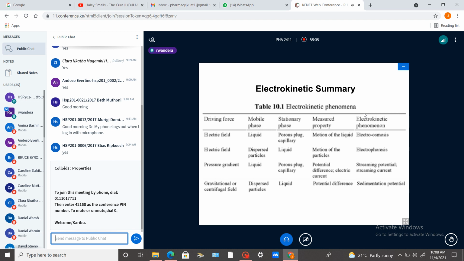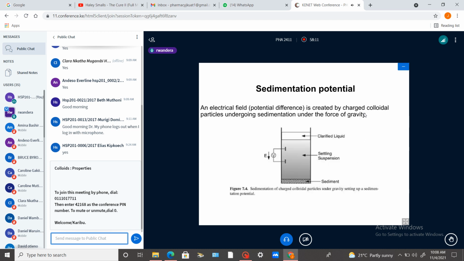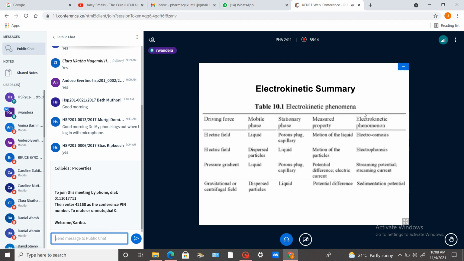So unless there is a question, we've not gone through this summary. I'm just assuming. So this just summarizes what you've been talking about. So we have electroosmosis as an electrokinetic phenomenon. In electroosmosis, we'll have an applied potential difference, an electric field that is applied, and there's a liquid that moves, the dispersion medium moves through a porous plug. So there's a motion of liquid.